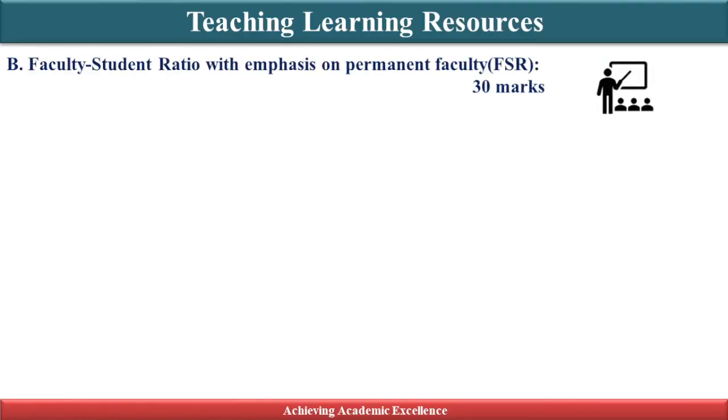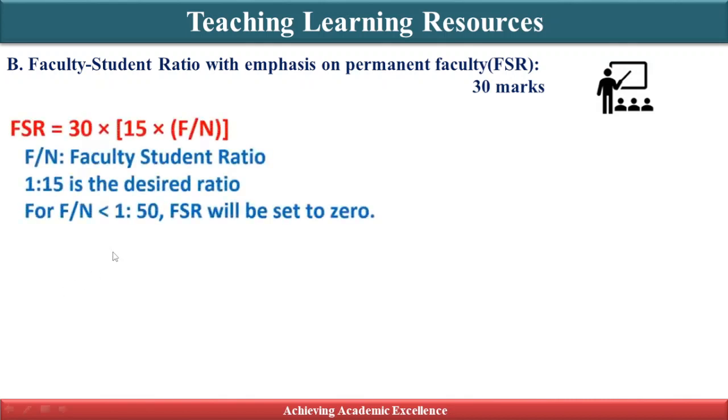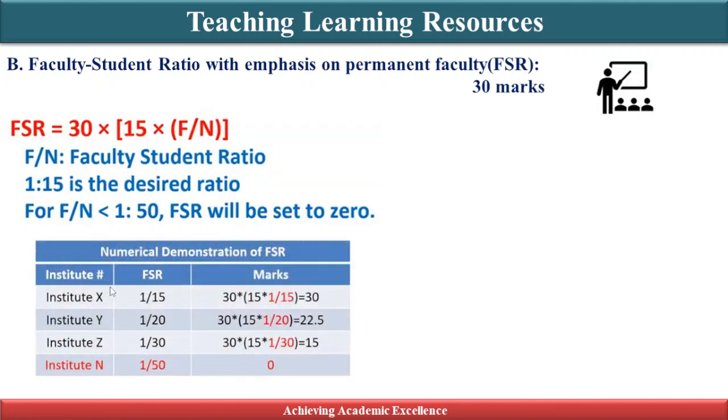Next parameter, next metric, I can say component level metric, that is FSR, faculty student ratio. The formula is simple: 30 into 15 into F by N. F by N means what? Faculty student ratio. 1:15 is the desired ratio. If you have a faculty student ratio less than 1:50, FSR will be set to 0. It is simple. Let me illustrate this one.